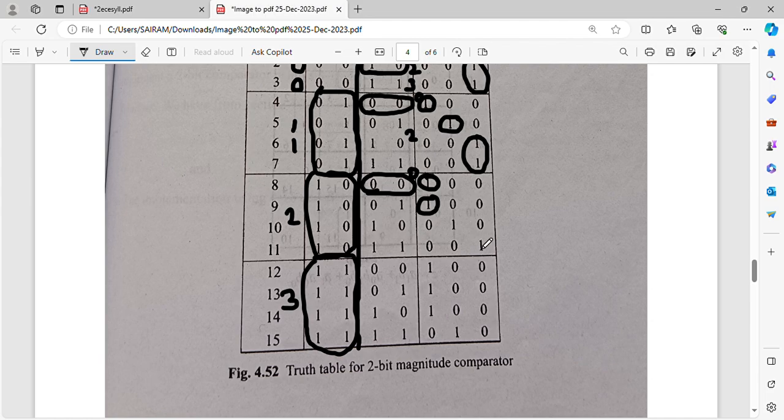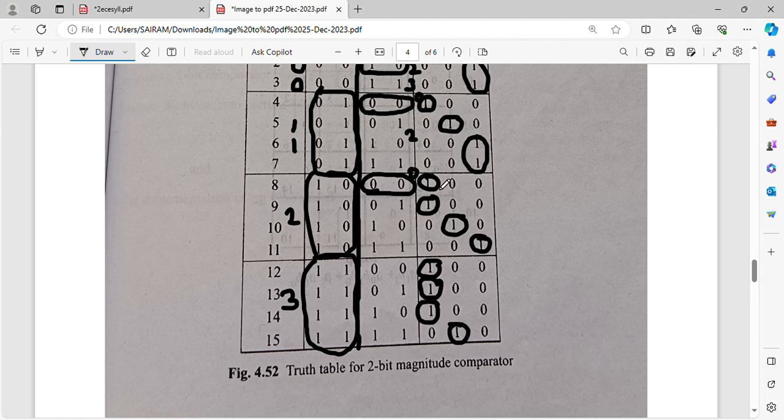2 is equal to 2, and 2 is lesser than 3. So now you can see here that 3 is greater than 0, 3 is greater than 1, 3 is greater than 2, and 3 is equal to 3. I'm very sorry, I made a mistake earlier.